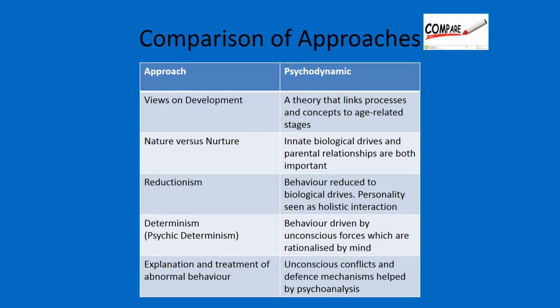Not a great deal of free will. Freud did talk about free will, didn't he? He said that free will was an illusion. So that's why we have psychic determinism. And the last one, explanation and treatment of abnormal behaviour. Well, unconscious conflicts and defence mechanisms are helped by psychoanalysis. So no drugs here, no psychoactive drugs. This is all about free association and about long-term counselling, help for people to understand what their repressed thoughts and ideas are. Psychoanalysis.